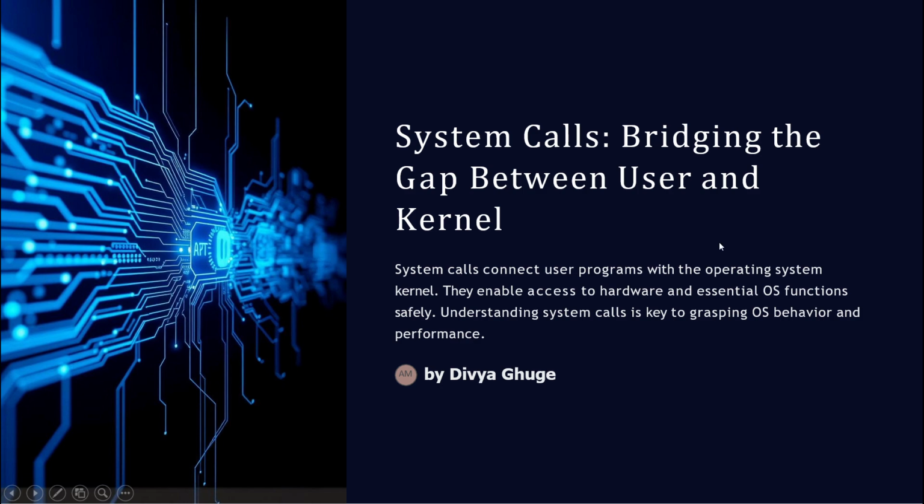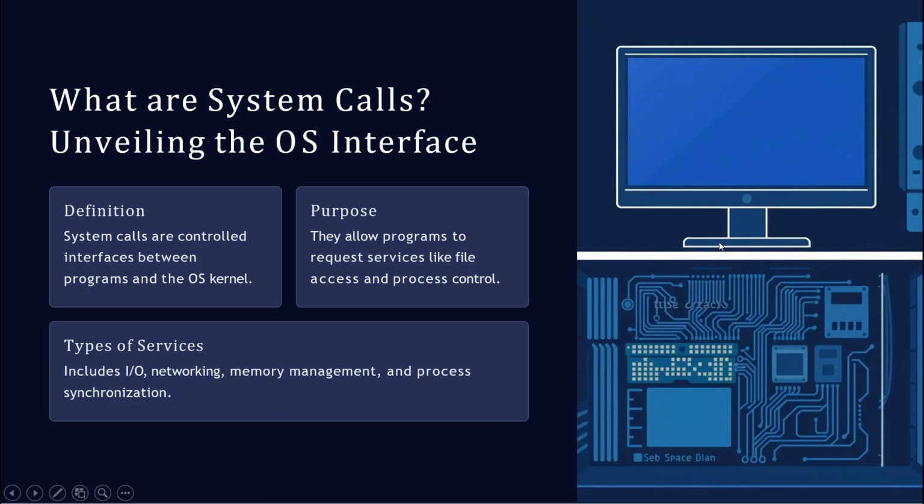Next slide. What are system calls? Unveiling the OS interface. So the definition of that: system calls are a controlled interface between programs and the OS kernel. The purpose of system calls is that they allow programs to request services like file access and process control. And the types of services include input output, networking, memory management and process synchronization.